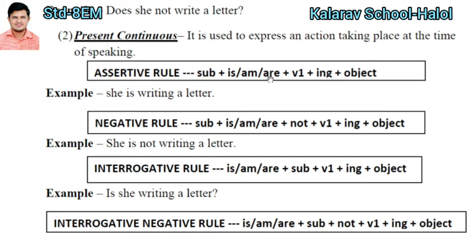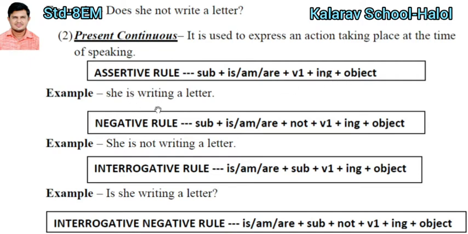Friends, if you talk about the to be forms, there are 5 to be forms in English grammar: am, is, are, was, and were. Am, is, are are used for the present tense, and was, were are used for the past tense. That should be clear in your mind. Then after that comes verb number 1 with the ing form, then the object.